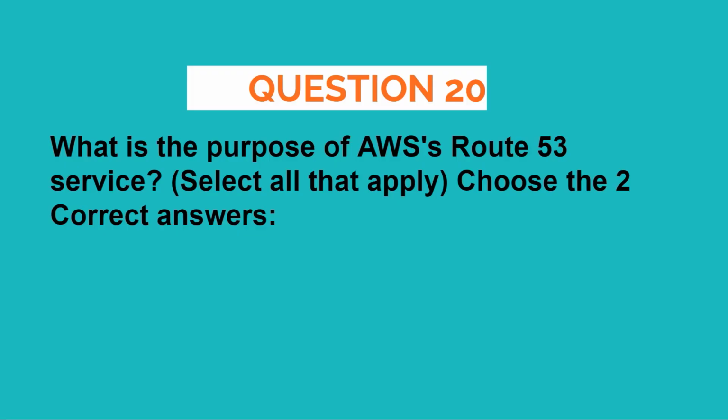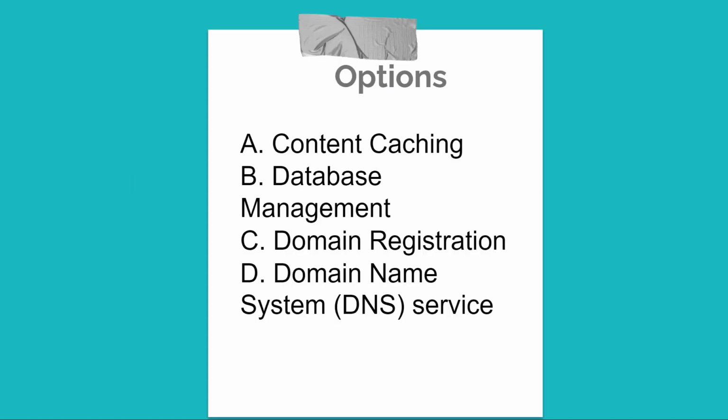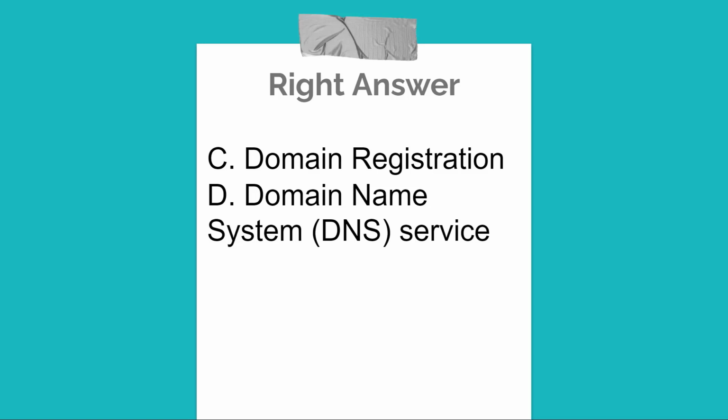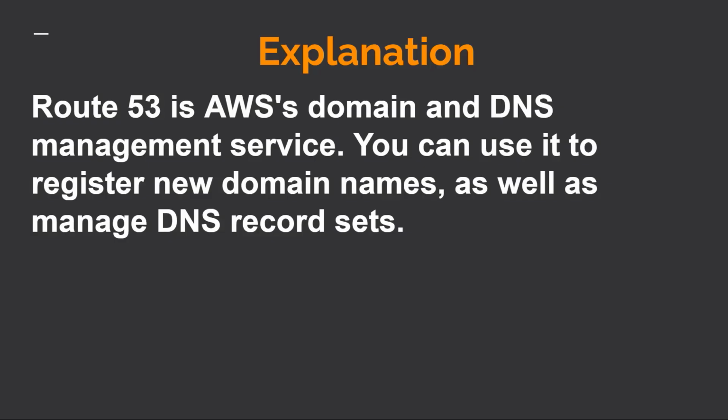Question: What is the purpose of the AWS Route 53 service? Select all that apply. Choose the 2 correct answers. Option: A. Content caching. B. Database management. C. Domain registration. D. Domain name system, DNS, service. Right answer is C. Domain registration. D. Domain name system, DNS, service. Explanation: Route 53 is AWS's domain and DNS management service. You can use it to register new domain names as well as manage DNS record sets.